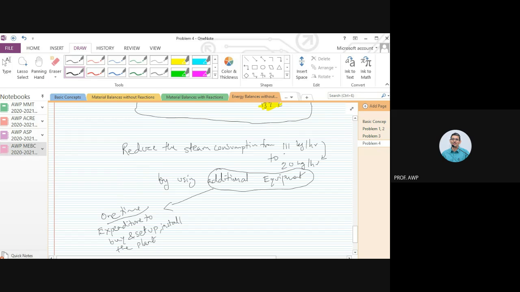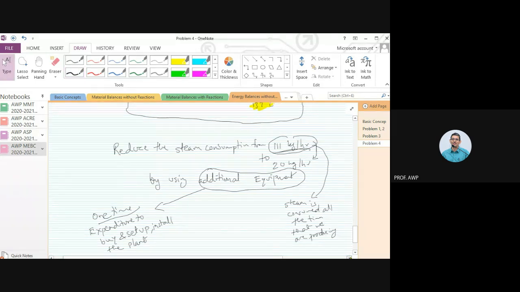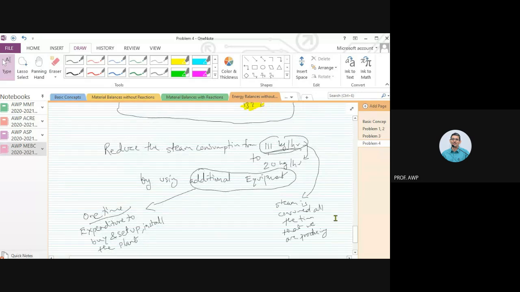Whereas the steam cost is incurred all the time that we are producing salt. If we are not producing salt, I will have no steam being used. But as long as I'm producing salt, I will have to buy steam. Do you agree with that? Yes, sir.